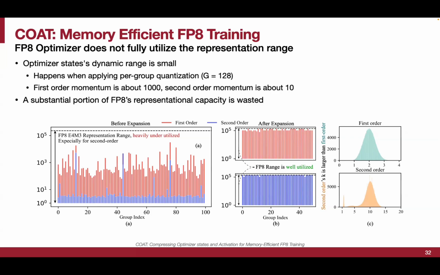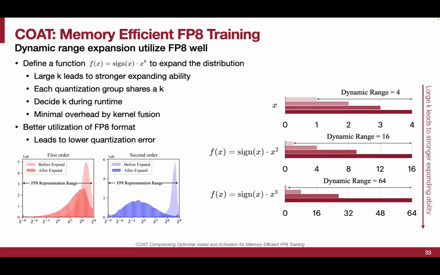during per group quantization. And the idea is actually quite interesting. Rather than quantizing x, which could be the activation or the weight, we quantize x to the power of k. Okay, we preserve the sign and we quantize x to the power of k. A large k will lead to a larger capability to expand the dynamic range. For example, originally the dynamic range is 4. If you quantize x to the power of 2, the dynamic range becomes 16.